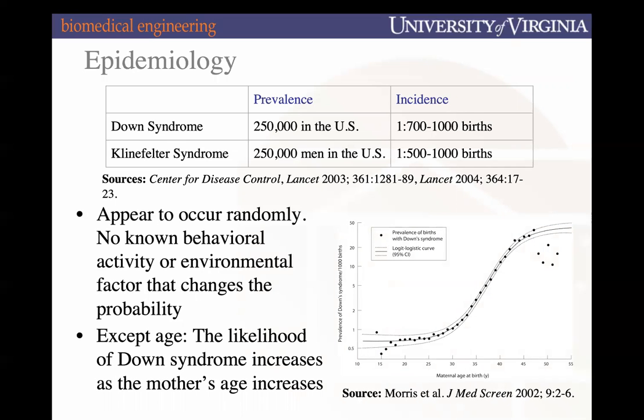One association that is well known with Down syndrome is age. The likelihood of Down syndrome increases as the age of the mother increases. Similarly, there's an association with age with Klinefelter, except with the father. The likelihood of Klinefelter syndrome goes up as the age of the father goes up.